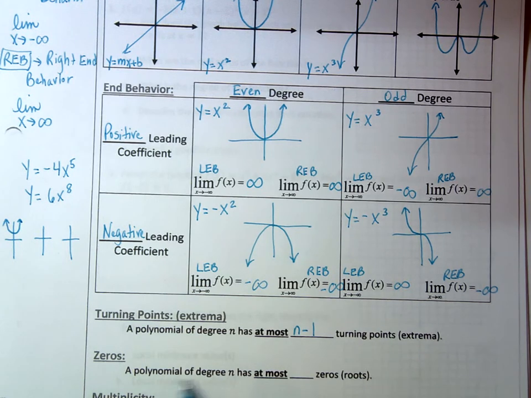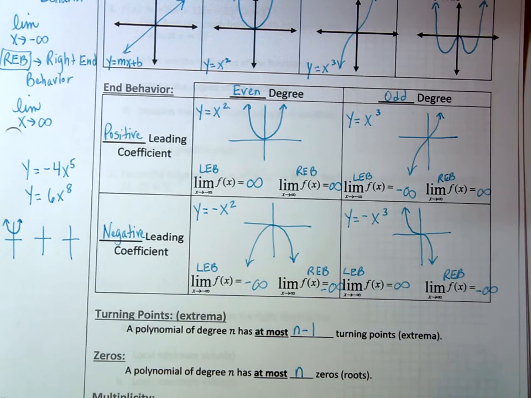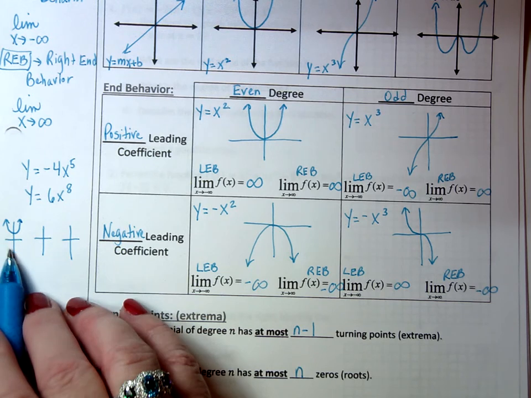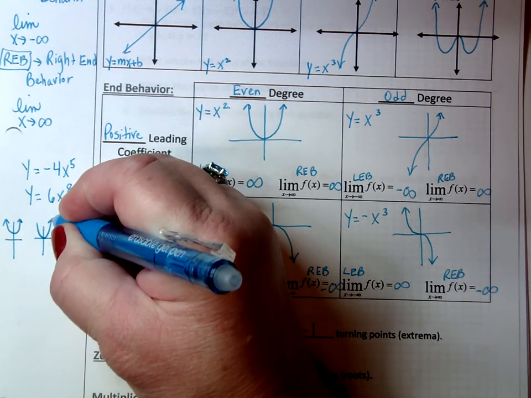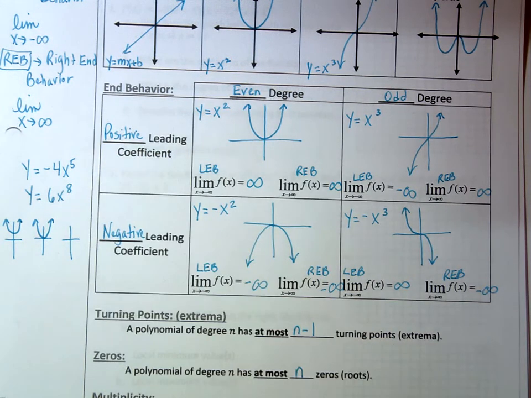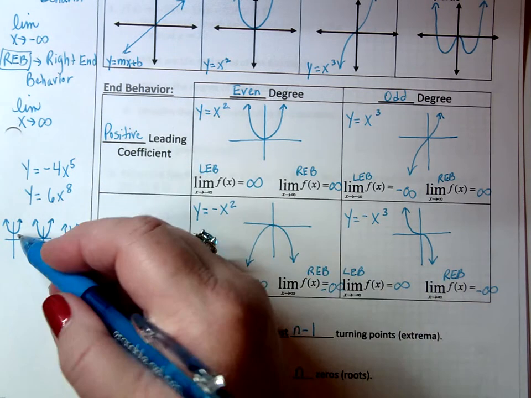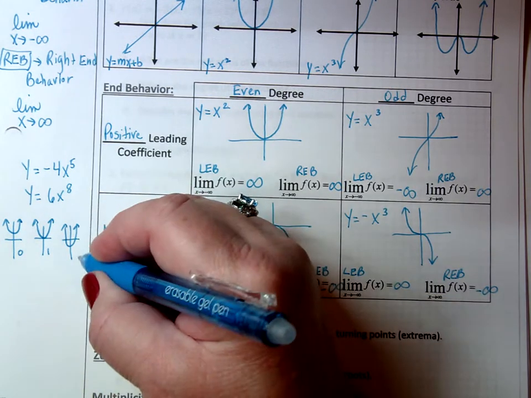A polynomial of degree n has at most n zeros or roots. So if I have a quadratic, if I have a parabola, it could be up here and have no zeros. It doesn't cross the x-axis at all. It could also have 1 zero where it touches at the origin or somewhere else. Or it could have 2. So how many solutions does this guy have? This guy has no solutions. This guy has one solution. This guy has two solutions.